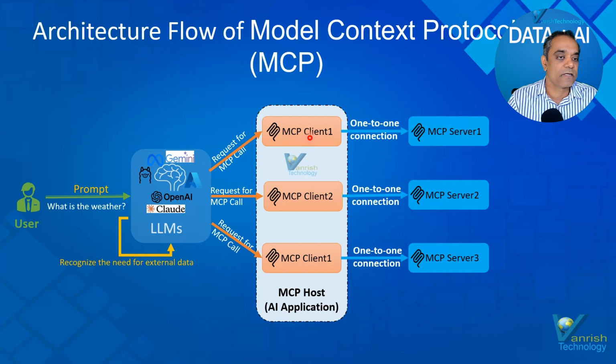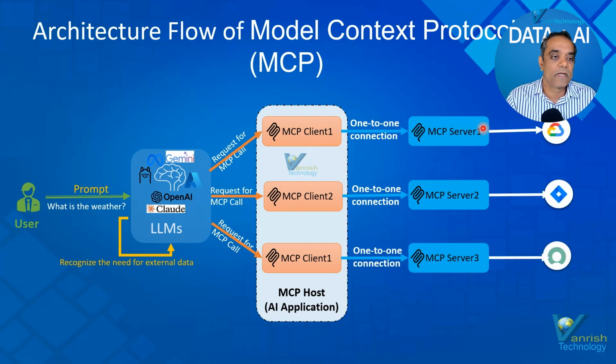So the context is held by this server, and based on that it gets a response from your external system and sends it to your user based on your request. This is how it looks, the whole flow: as soon as you prompt, how it is communicating, and where the data is coming from.